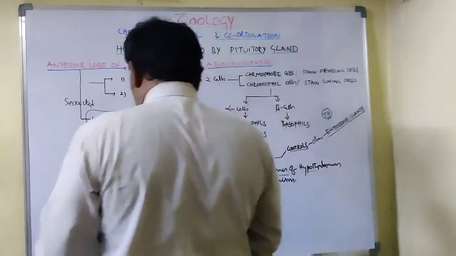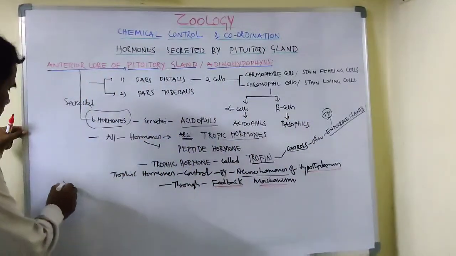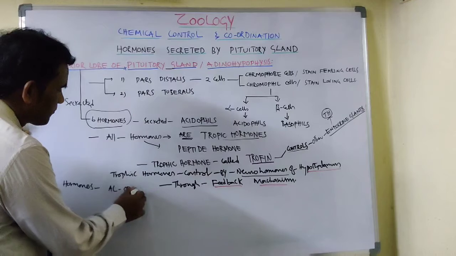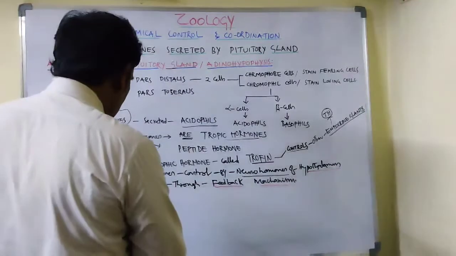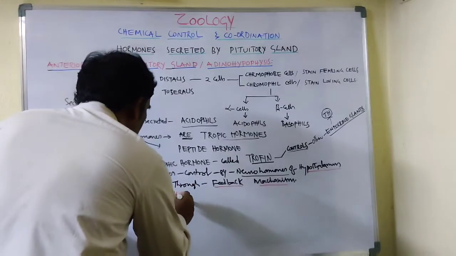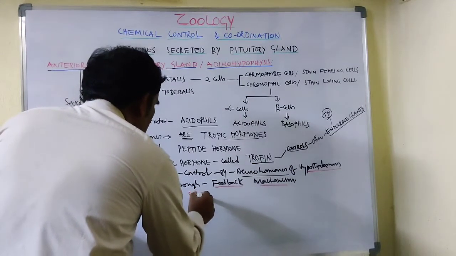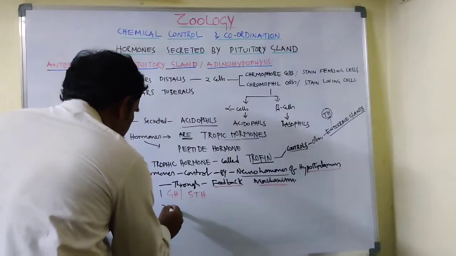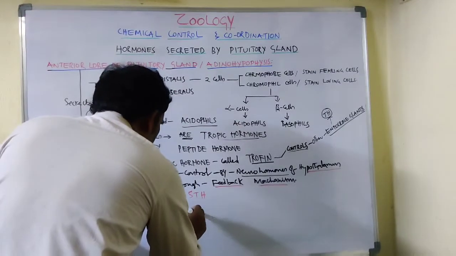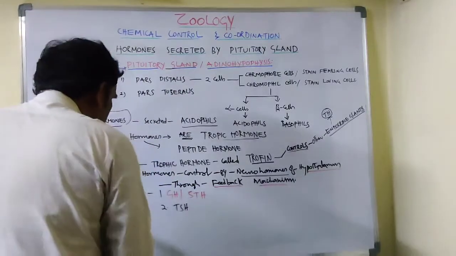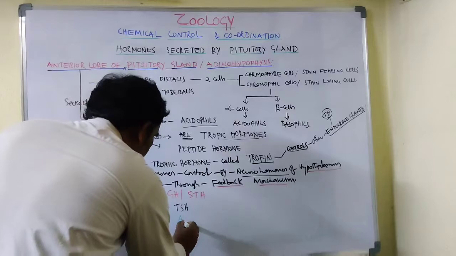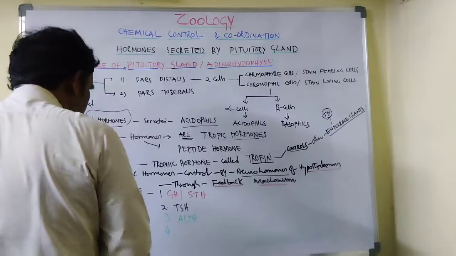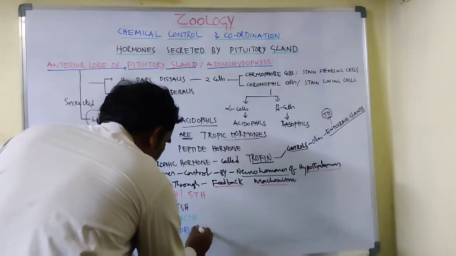What are the hormones secreted by the anterior lobe of the pituitary gland? Number one is growth hormone or STH, somatotrophic hormone, that we'll see in detail. Number two is thyroid stimulating hormone or thyrotrophin. Number three is ACTH, adrenocorticotropic hormone. Number four is prolactin, PRL.